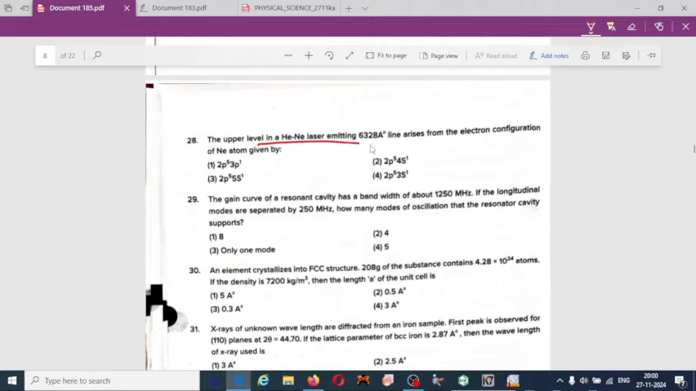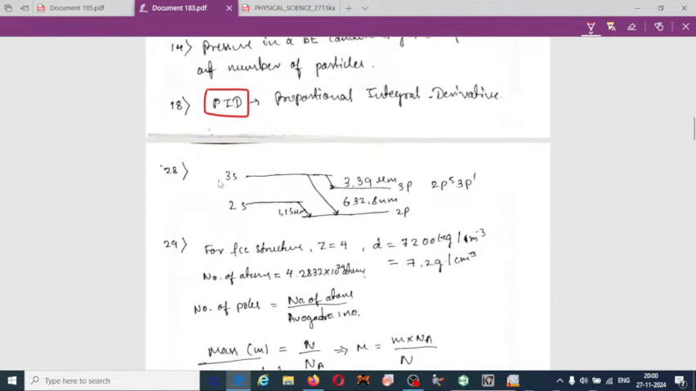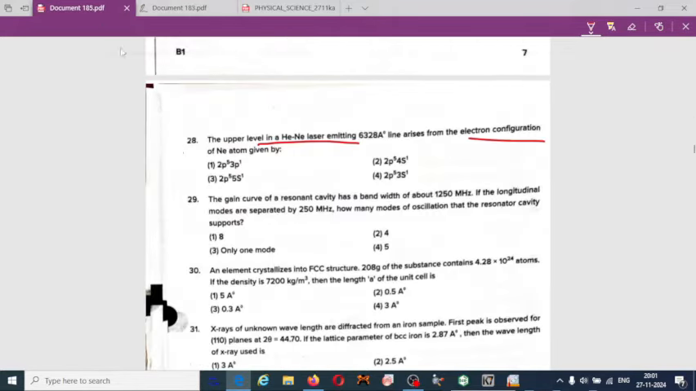Upper level in helium neon laser emitting 6328 angstrom line arises from the electron configuration of. As we know, the energy level diagram for helium neon laser is the 4 level diagram. So here, only for neon atom, we will come across the excited states 3s and 2s. For 6328, if we consider, that is related to the 2p5 3p configuration, from the given option.